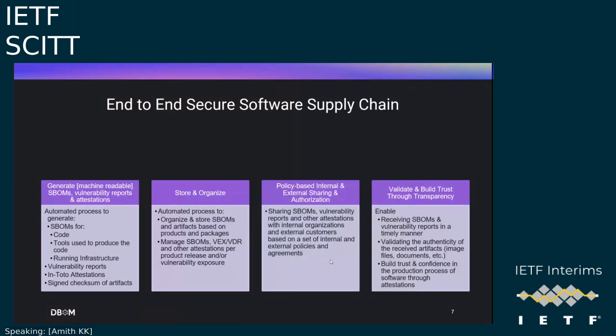So the third block is the policy-based internal and external sharing and the whole authorization piece. If you have open source software, this is not really hard. You throw it in your GitHub Actions CI. It's released along with every single release. Anyone can download it and use those attestations. If you're publishing to a container registry, you have things like the OCI metadata field, where you can store stuff alongside the artifact.